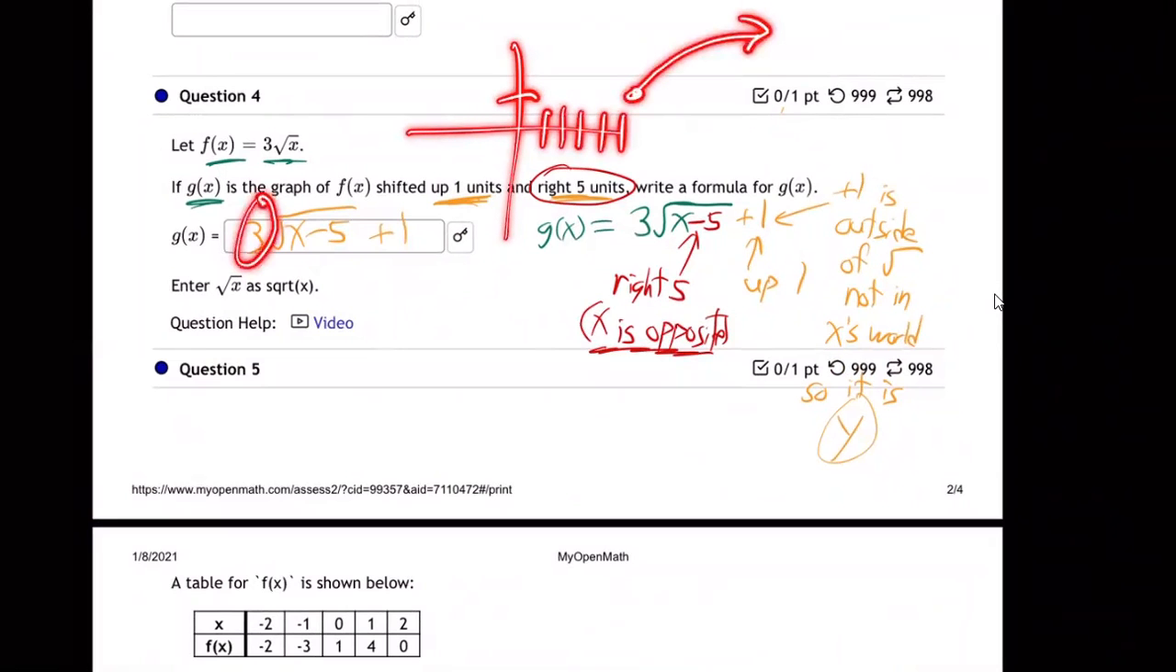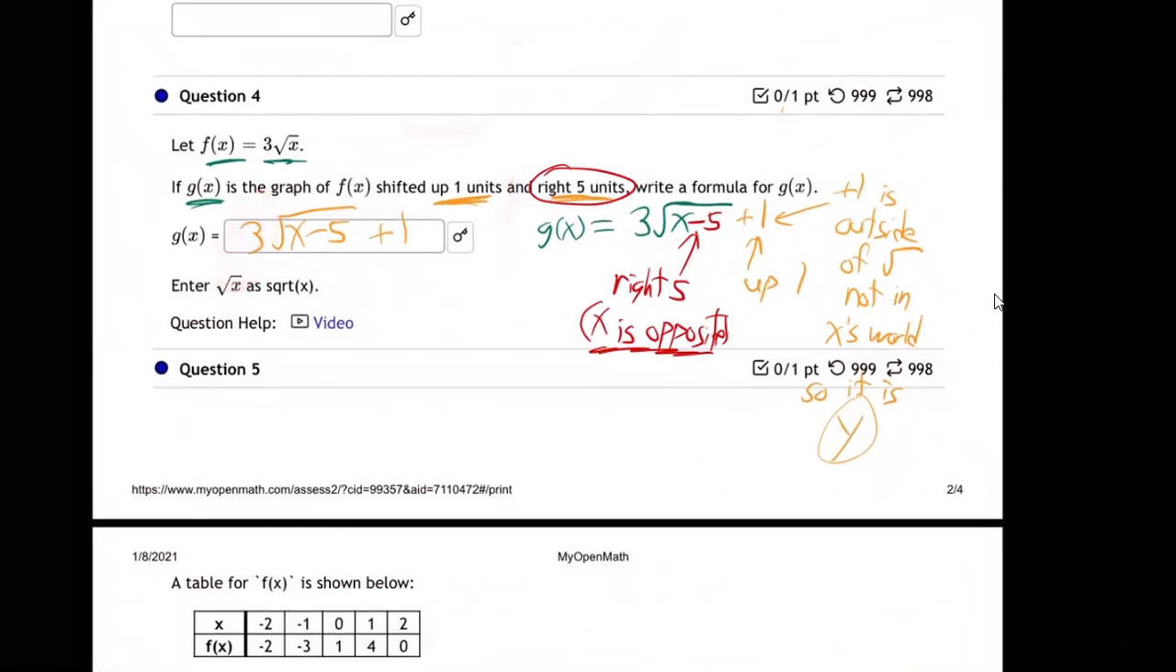What's the 3 going to do? We'll get to that in a little bit. It's basically going to multiply it, make it go up a little faster. But it's still going to be right 5, up 1. That won't change. The 3 doesn't move it right, left, or up, down. Why not? Because the 3 is not added nor subtracted. It's multiplied. That's 3 times the square root. Times has a different effect. It doesn't move graphs, it stretches them.